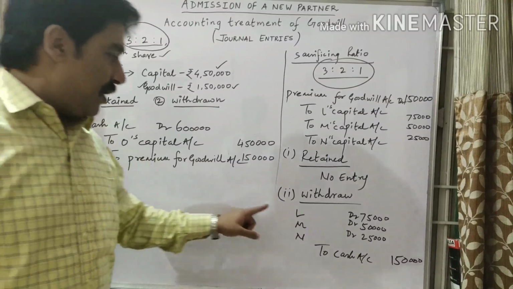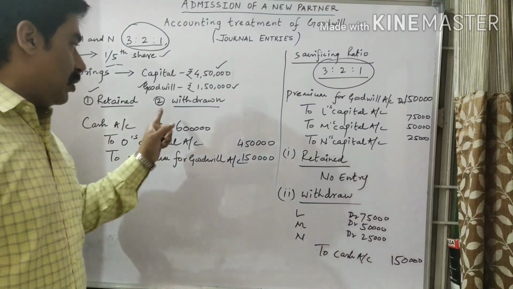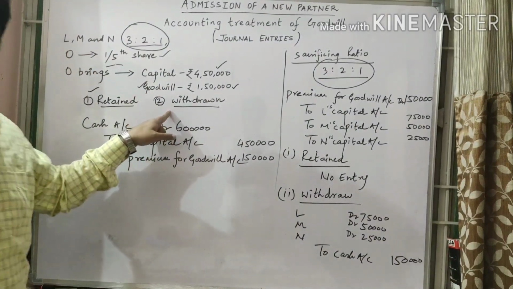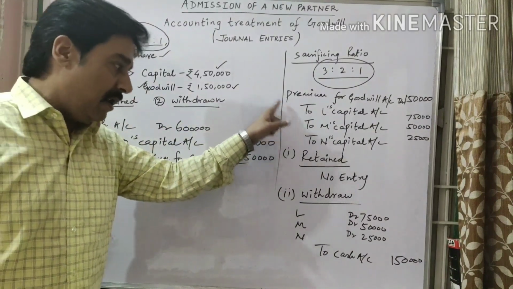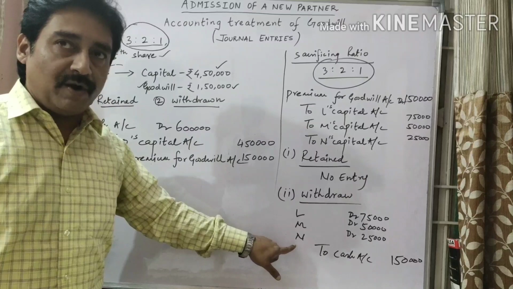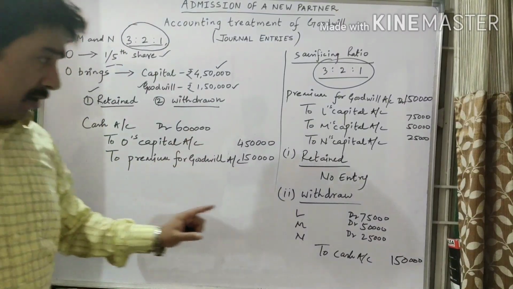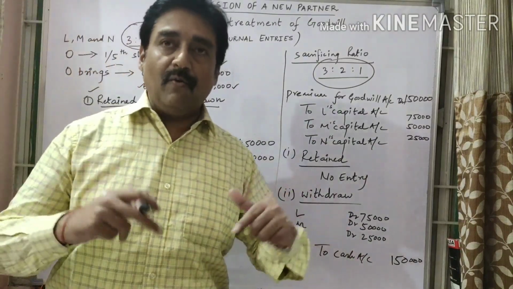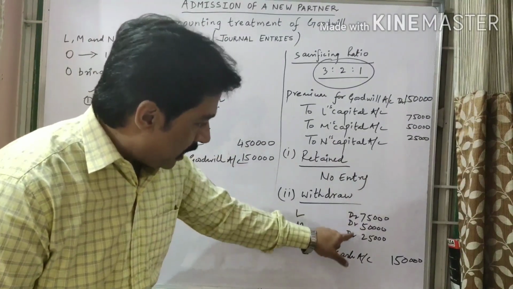But children, withdrawing will happen only when you have distributed. Okay, so whenever you are told to pass entries in a situation where they are withdrawing the premium for goodwill, first of all you will distribute the premium for goodwill and then go on to pass this entry for withdrawing the premium outside the business. Okay, now in this question you were simply told that the premium for goodwill will be withdrawn by the partners, so you have withdrawn the whole amount.